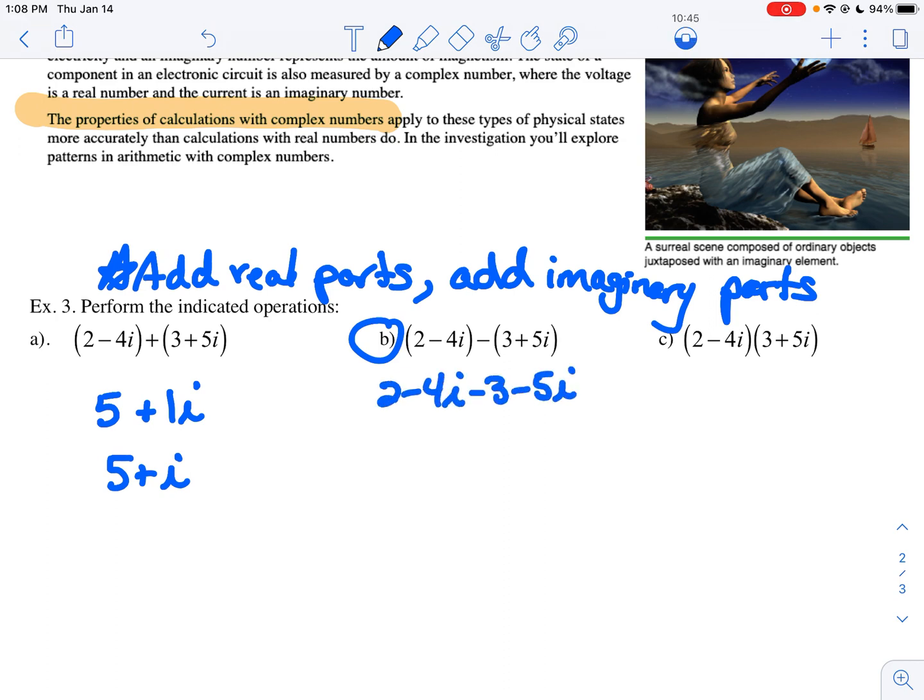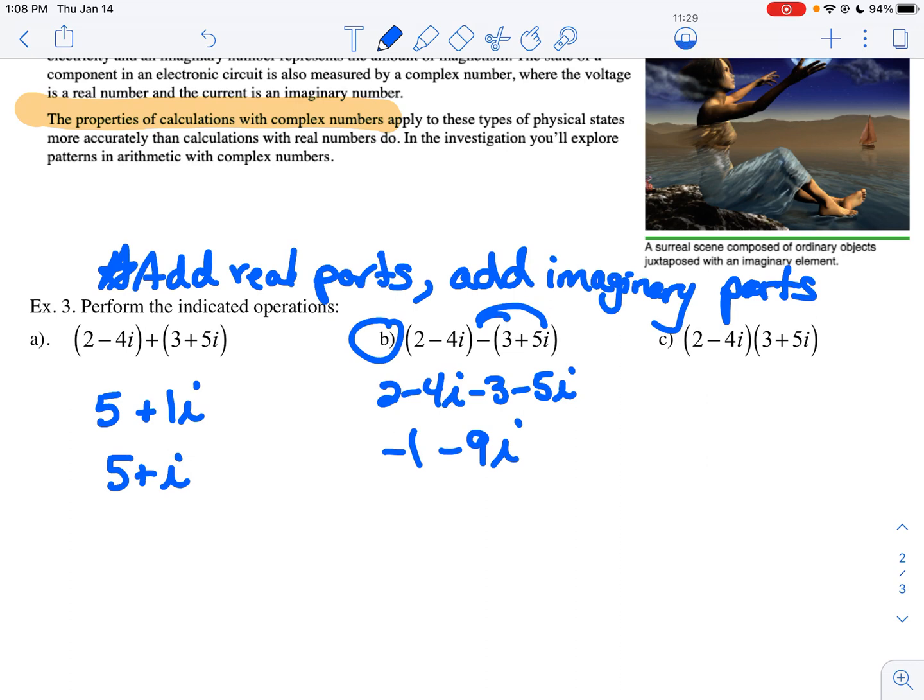I've been working for your benefit. I have been working to set you up for success. Now, you have to distribute that minus sign, then you can combine real parts and imaginary parts. So I take my 2 minus 3. Again, 2 minus 3, what's that? 2 minus 3 is negative 1. Now let's do the imaginary parts. What's minus 4i minus 5i? Again, you have a minus 4i minus 5i. That's minus 9i.